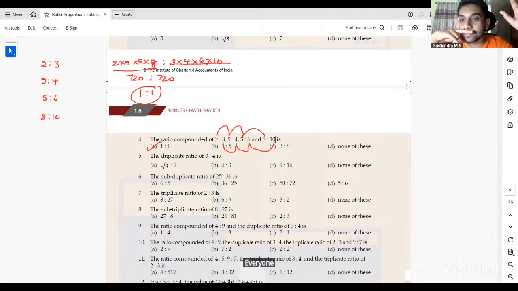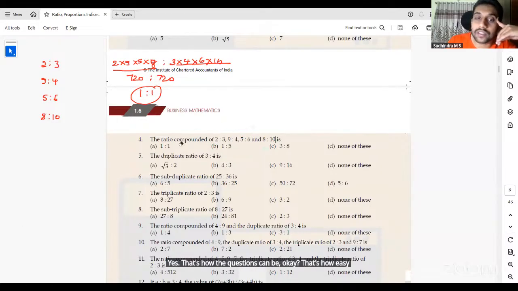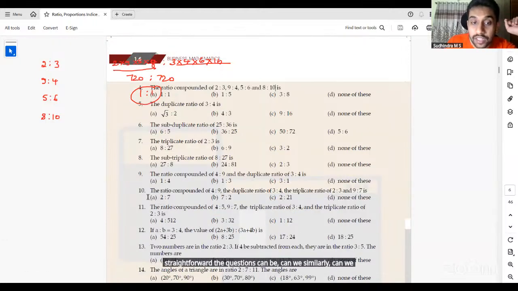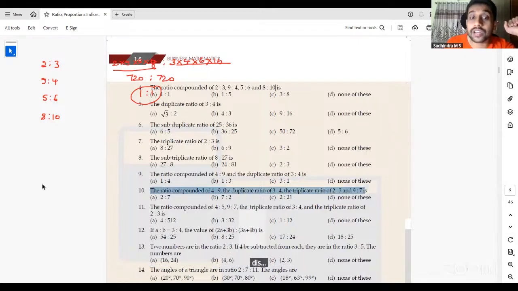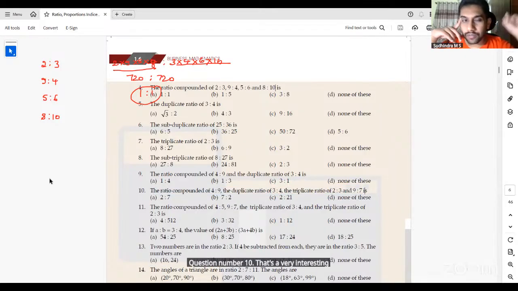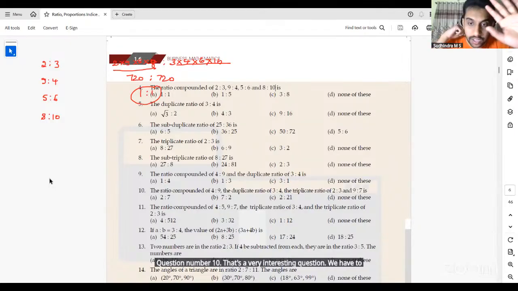Everyone clear? Yes, sir. That's how the questions can be. That's how easy, straightforward the questions can be. Can we simplify this? Question number 10. That's a very interesting question. We have to read the data given carefully.